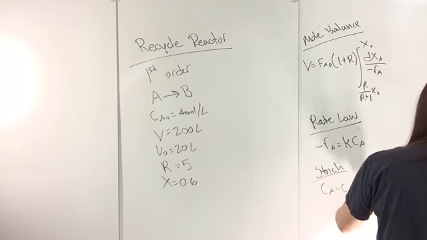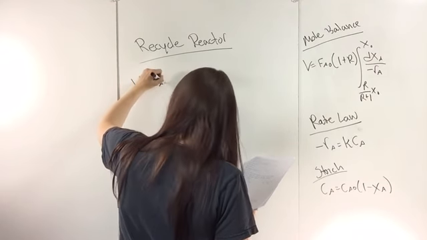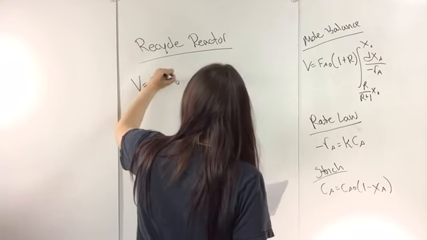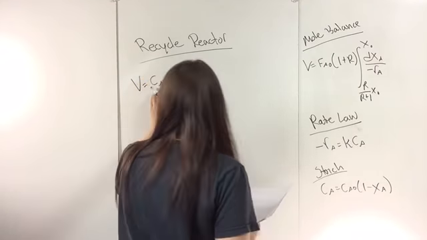Combining this, we get that V = C_A0 v_0, because this is F_A0, right? So F_A0, and this is (1 + R)/(R + 1) X_0 to X_0, dX_A over k C_A0 (1 − X_A). And we can cancel this out, and I'm also going to pull the k out.